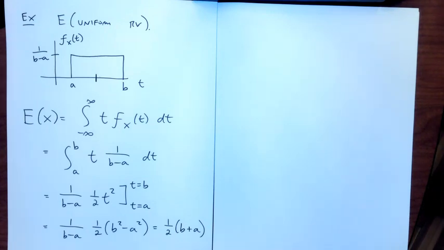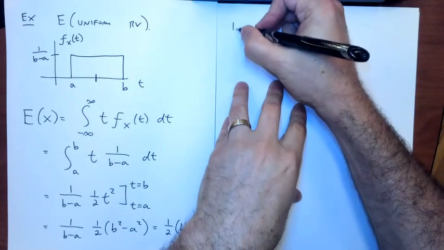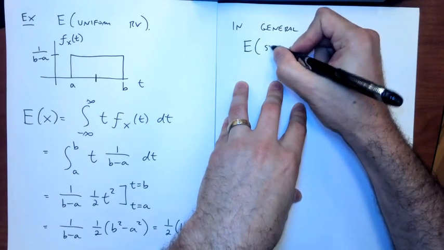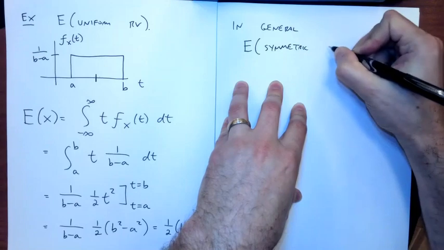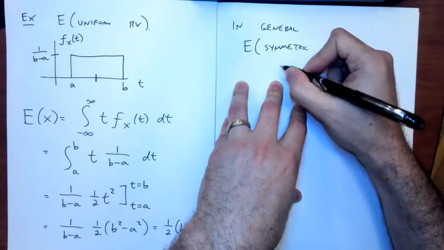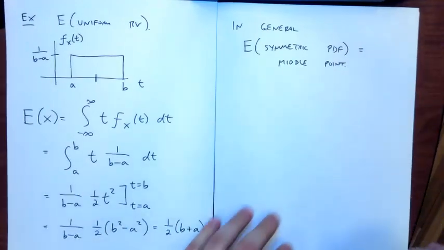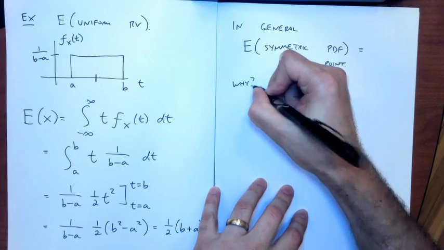So the intuition here should be good: if I have a symmetric PDF, one that is a mirror image around some middle point, then I do expect that the expected value is going to be that middle point, the place where the mirror image is happening, right? So let me just prove why that's true. In general, the expected value of a symmetric PDF is equal to the middle point. Let me show why that's true.